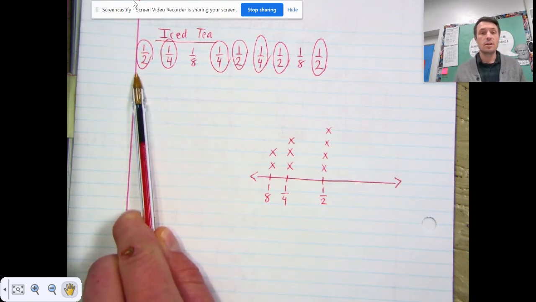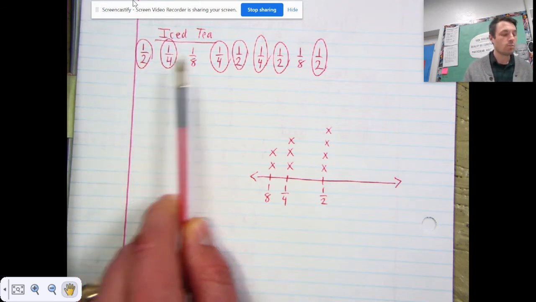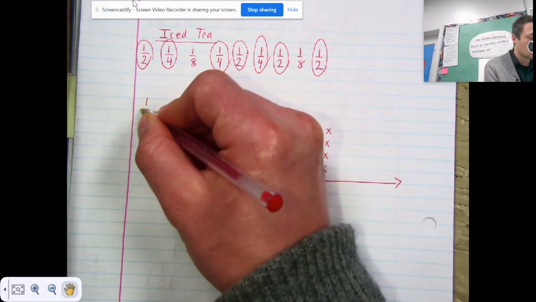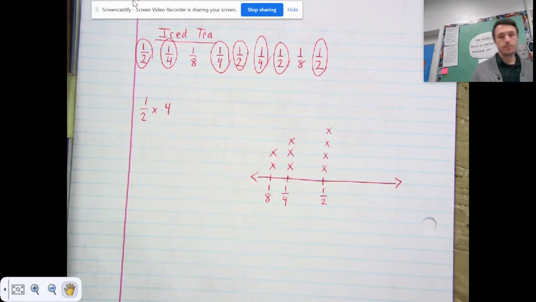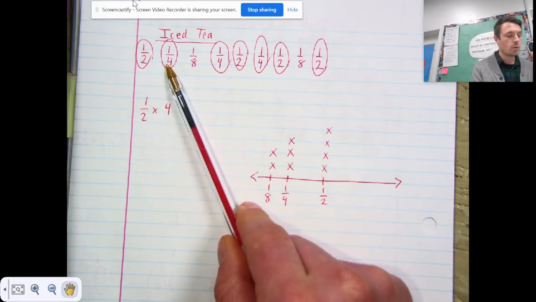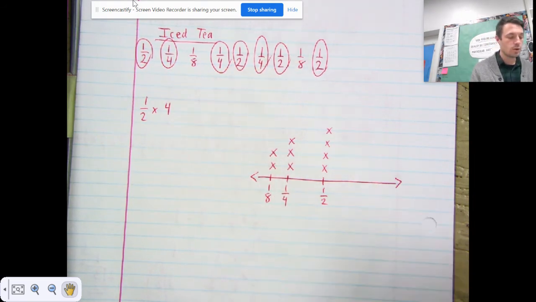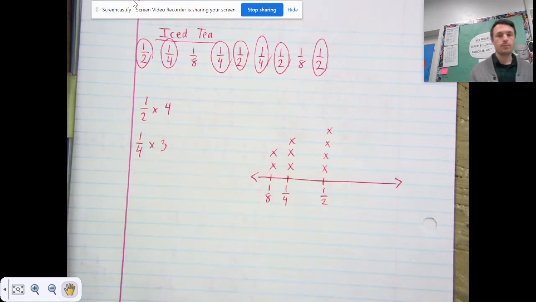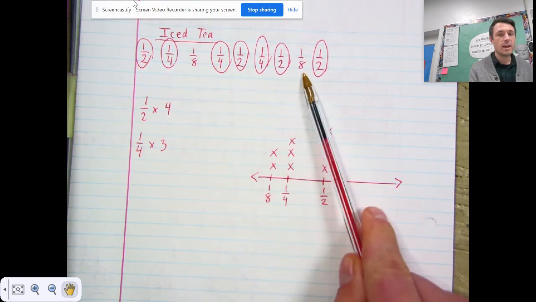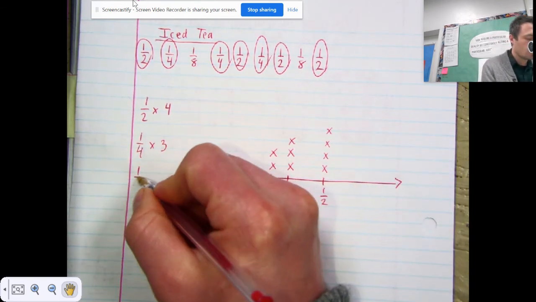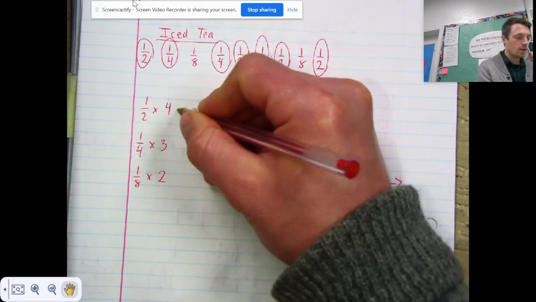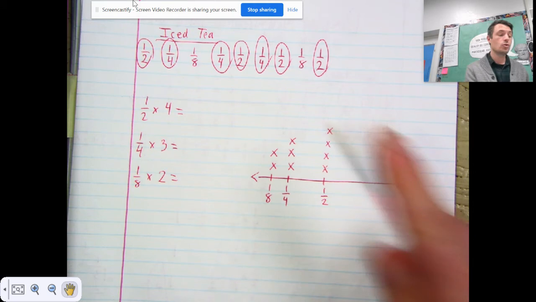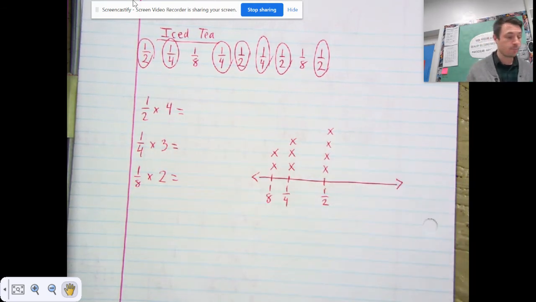That's all it is. But the easiest way to do that is to first multiply each fraction by the amount of times it appears. That way, instead of adding 1/2 plus 1/2 plus 1/2 plus 1/2, since there's 4 1/2s, we can just multiply 1/2 times 4. And instead of adding 1/4 plus 1/4 plus 1/4, since there's 3 1/4s, we can just multiply 1/4 times 3. And instead of adding 1/8 plus 1/8, since it happens twice, we can just multiply 1/8 times 2. And then we can add all those products together. And that will give us the answer to all the fractions added together.